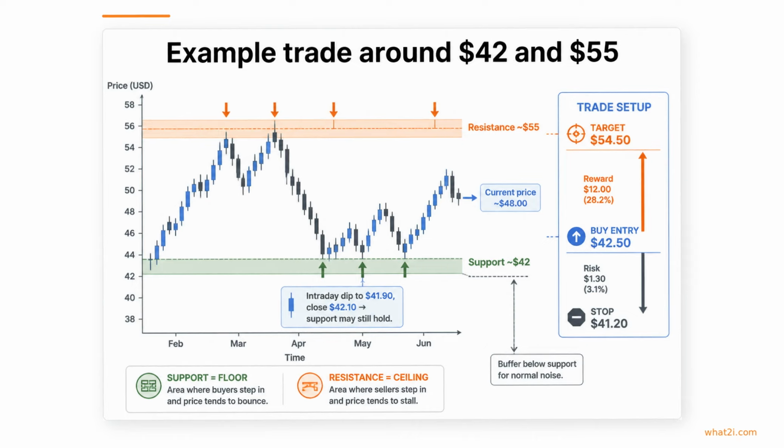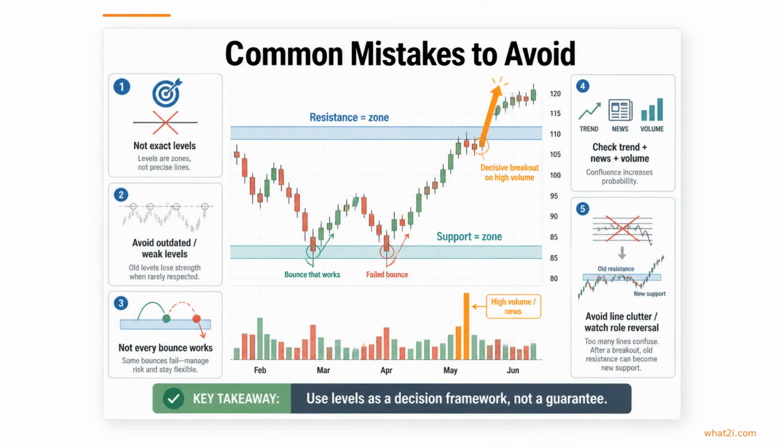This kind of example shows how zones help shape a practical setup, not just a theoretical label on a chart. Support and resistance are useful guides, but they are never guarantees. A common mistake is treating levels as exact numbers rather than flexible zones. Another is relying on weak or outdated levels that no longer matter to the market.